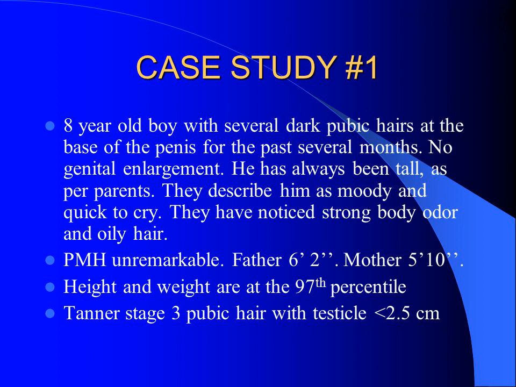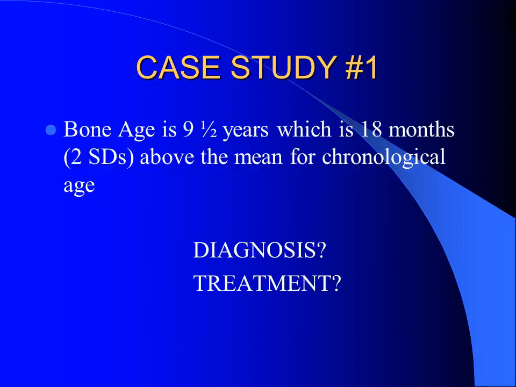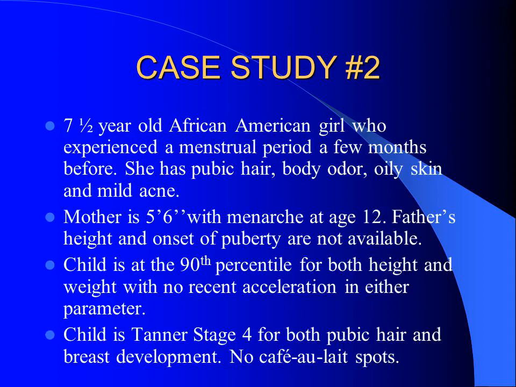Height and weight are at the 97th percentile. Tanner stage 3 pubic hair with testicle less than 2.5 cm. Case study number 1. Bone age is 9.5 years, which is 18 months, 2 SDs, above the mean for chronological age. Diagnosis. Treatment.